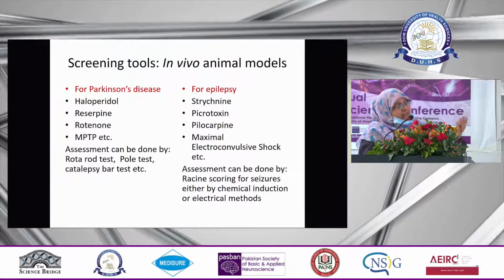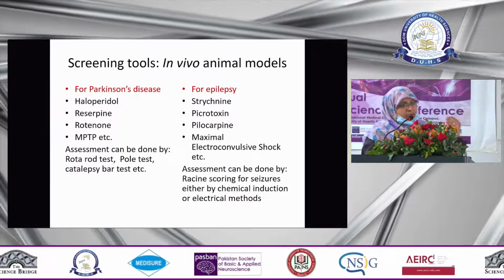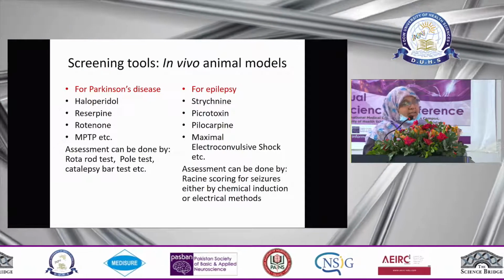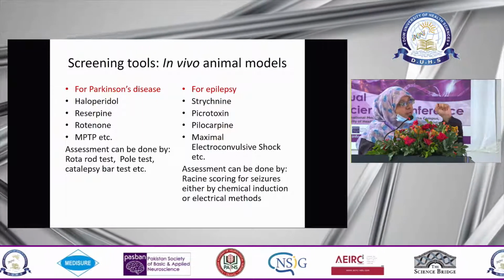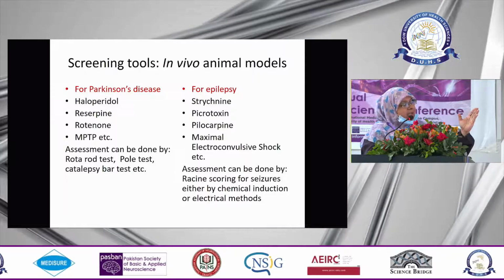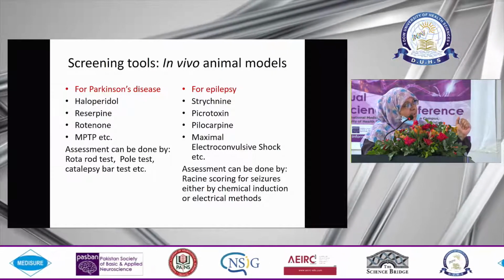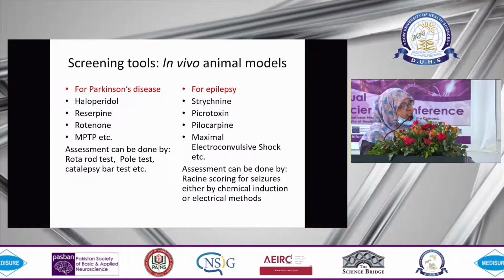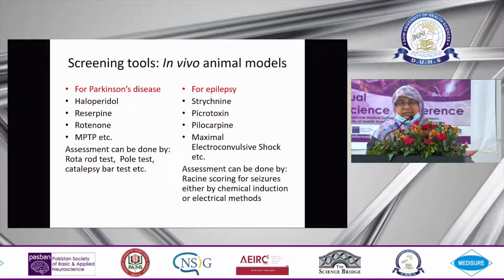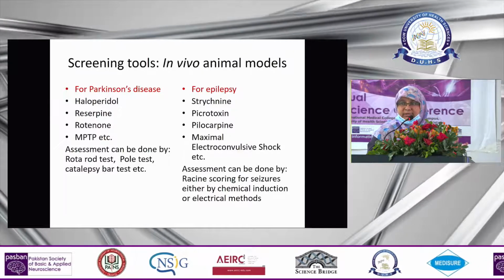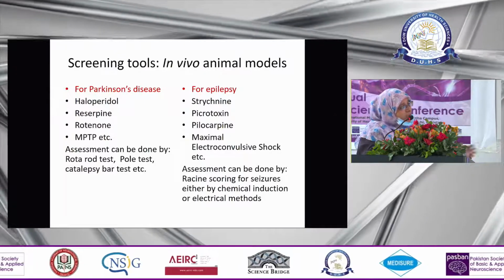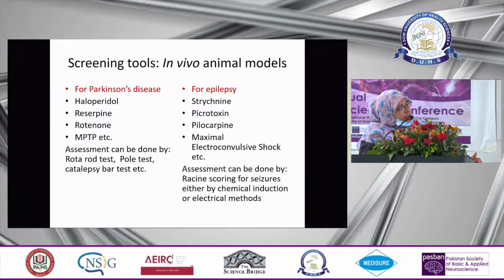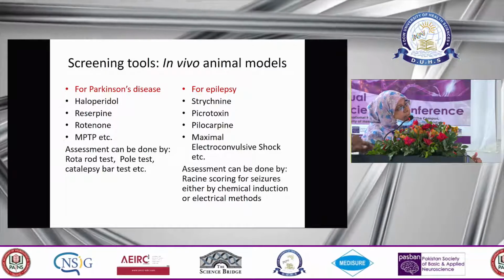Similarly, for epilepsy, we can utilize many chemoconvulsants. We can also utilize maximal electroconvulsive shock, but a few of the toxins are highlighted here: strychnine, picrotoxin, pilocarpine, etc. And for the evaluation of this, we can use the Racine scoring system along with observation in the electroconvulsive methods.